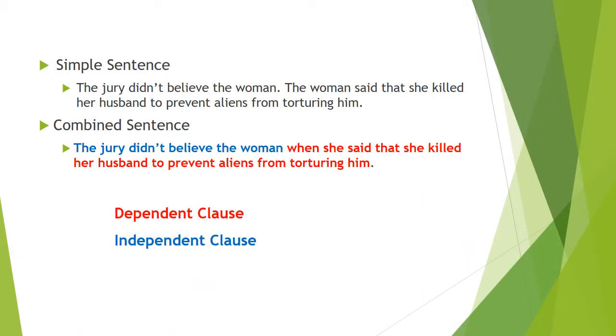A simple sentence is also an independent clause. For example, the jury didn't believe the woman. The woman said she killed her husband to prevent aliens from torturing him. Both of these are simple sentences. However, you can combine them together. The jury didn't believe the woman when she said that she killed her husband to prevent aliens from torturing him. This combines the first sentence and flips around the second sentence, so it's now a dependent clause, to combine them together to be a complex sentence.